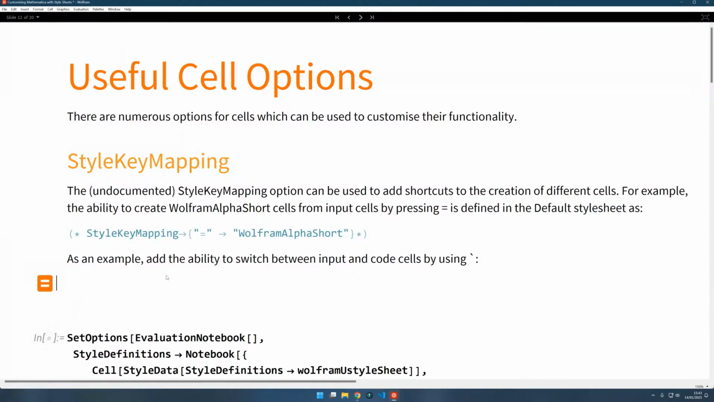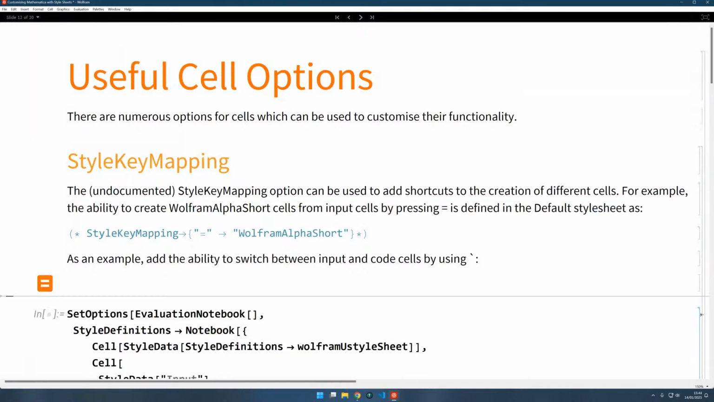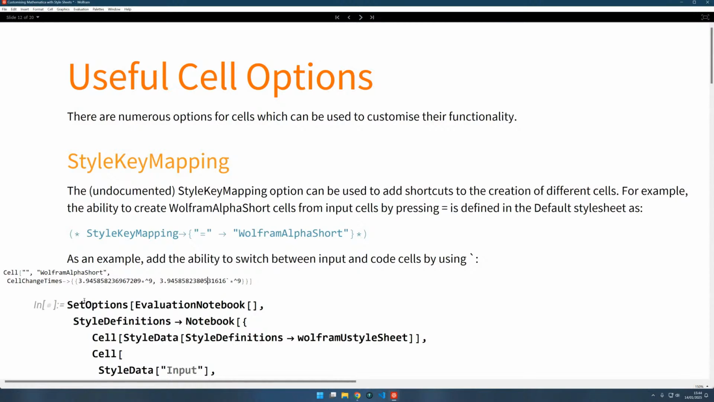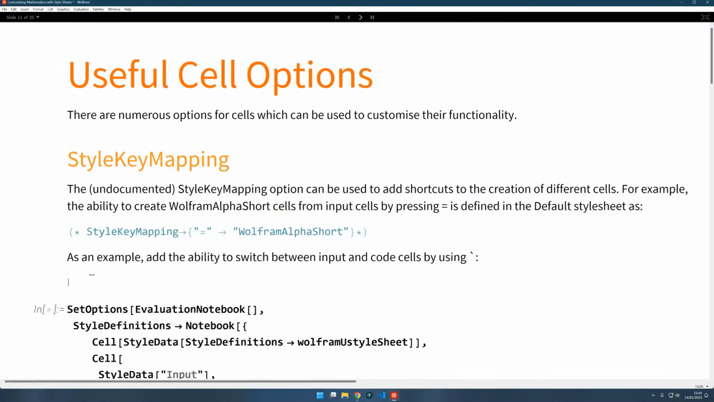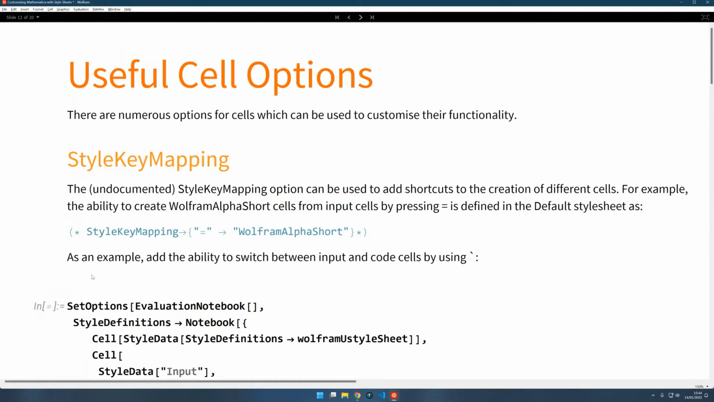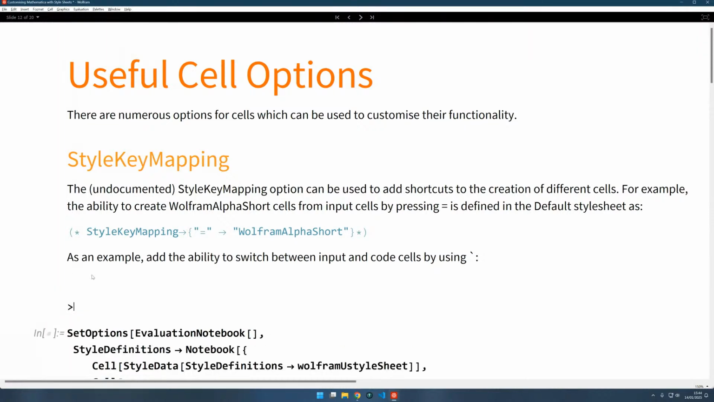So if I press equals, for example, you'll see that instead of getting an input cell, now I get something else. I get this Wolfram Alpha short input. Or if I press equals again, it will change to a different cell. Same with text, there is a bunch of shorthands. I forget all the shorthands.